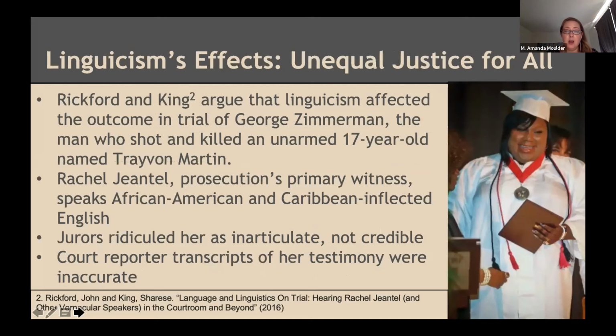Here's another example. Two scholars named Rickford and King argue that linguicism affected the outcome in the trial of George Zimmerman, the man who shot and killed an unarmed 17-year-old boy named Trayvon Martin. In that trial, a woman who was the last person to speak to Martin before he was murdered was the prosecution's primary witness. Her name was Rachel Jeantel, and she speaks African-American and Caribbean-inflected English. Jurors ridiculed her as inarticulate, as not credible. The court reporters' transcripts of her testimony were inaccurate. People bullied her on social media. And so, in a sense, there was no fair trial because the prosecution's primary witness wasn't listened to.